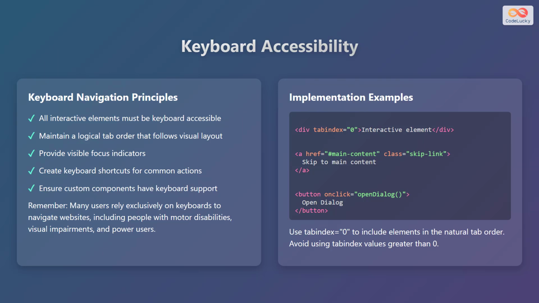Examples include using tabindex appropriately, such as tabindex equals 0, skip navigation links with href to main content, and focus management in JavaScript. Use tabindex equals 0 to include elements in the natural tab order, and avoid using tabindex values greater than 0.